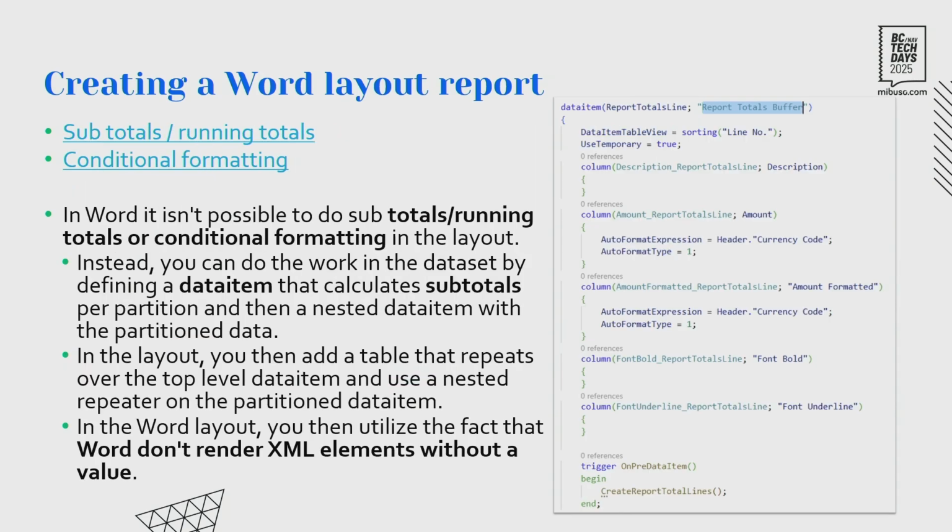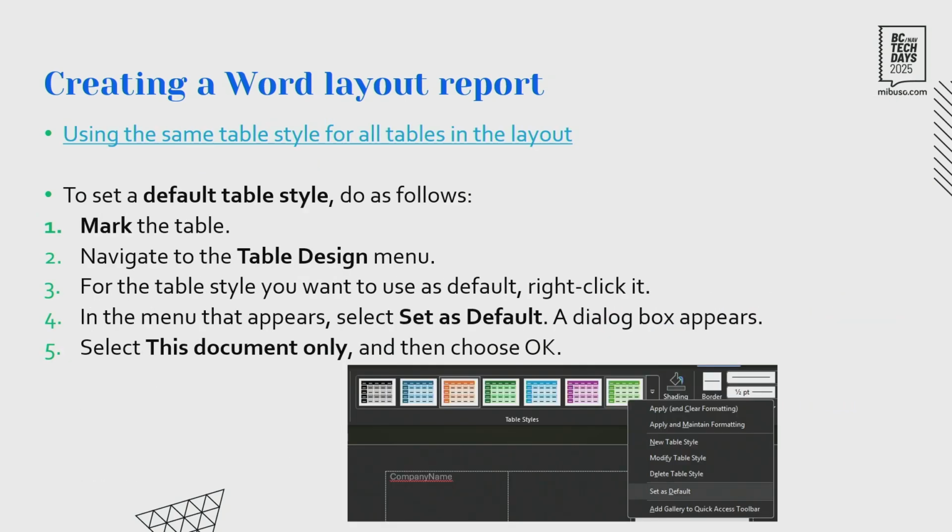Regarding totals and subtotals, well, we can't aggregate in the Word layout. So basically, the idea there is to use a buffer table or to have a data item in the dataset that has the detailed data and another data item that has the totals or the summarized or the aggregated data. And these two separate data items, you can then bind to different tables in the Word layout. And that's also how it's done in the Word layout of the sales invoice. Same for conditional formatting. We don't have those possibilities right now.